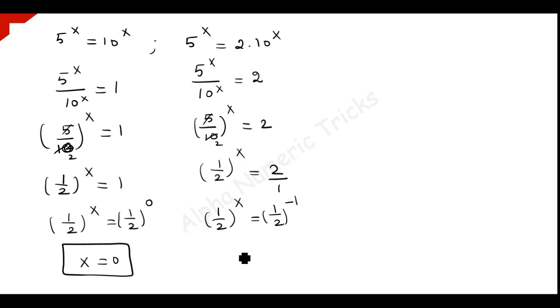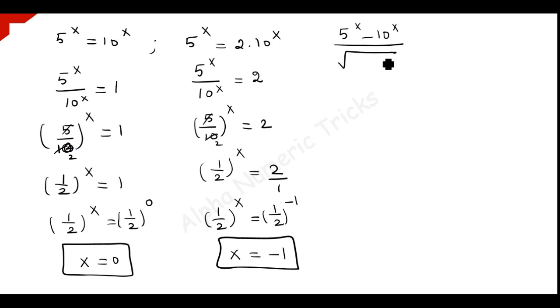So here base is same. So here x is equal to minus 1. So x is equal to minus 1 is the solution we got, but we have to check in the given problem. So if our problem is 5 to the power x minus 10 to the power x over square root of 50 to the power x minus 100 to the power x is equal to 1.